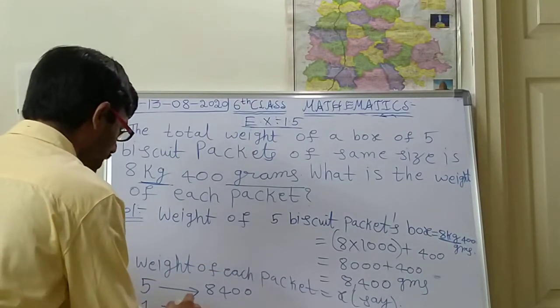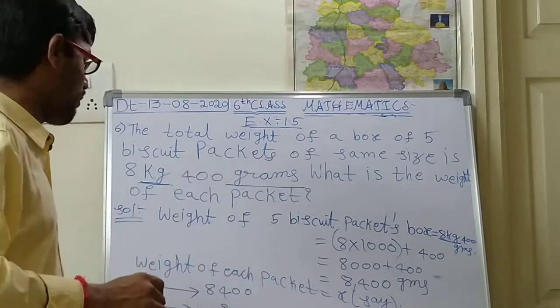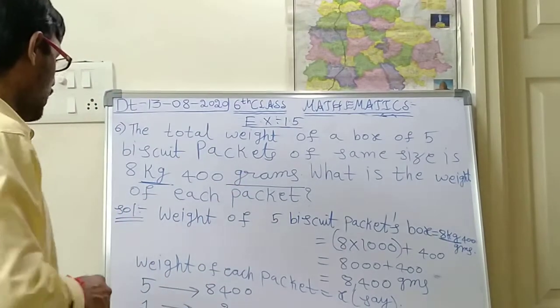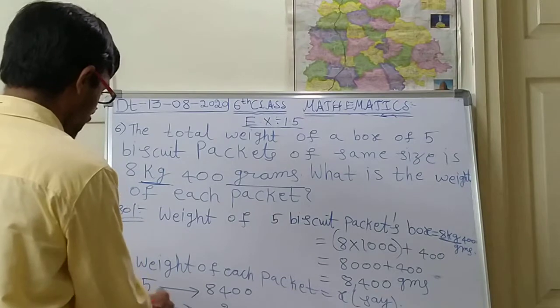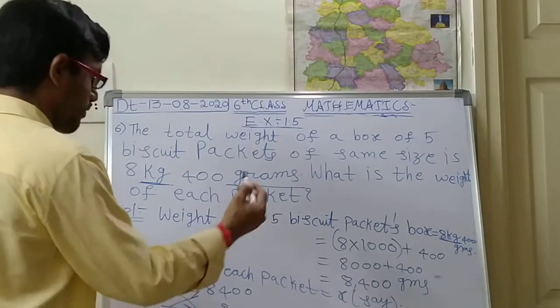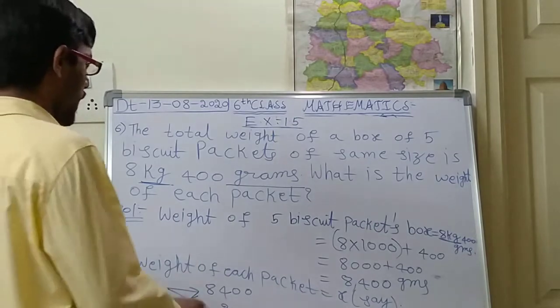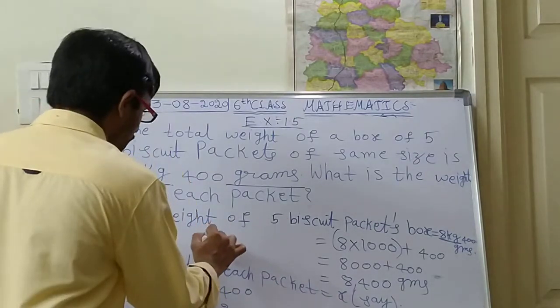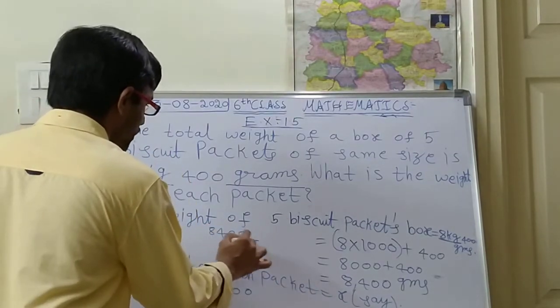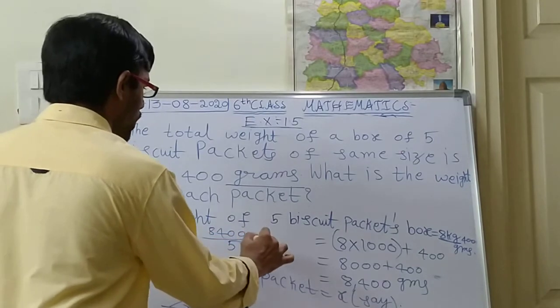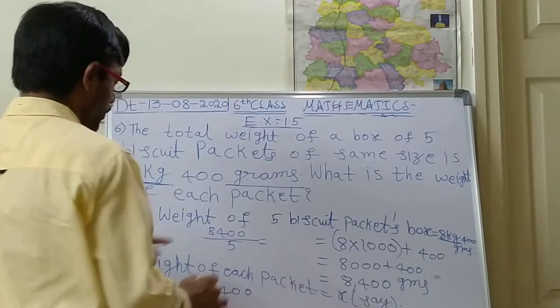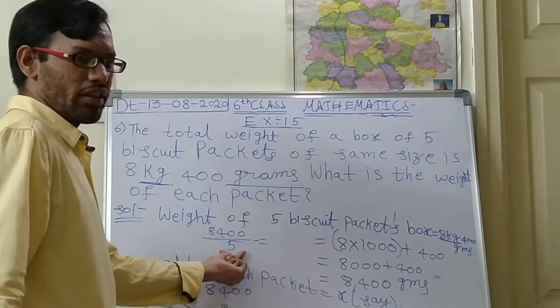So for one packet, how much weight is there? That you have to find out. So how will you find out? Again by cross multiplication: 1 into 8400 by 5. So here I am doing 8400 divided by 5. So what is the total? This 8400 will go into the 5 table.